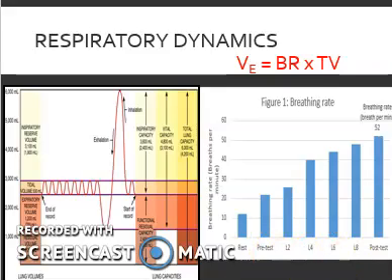At rest, minute ventilation is around 6 litres per minute. However, when we exercise, this can increase to around 90 litres per minute. This is the same for tidal volume, as at rest it is 0.5 litres, but when you exercise that can increase to around 3 to 4 litres. Breathing rate also goes through the same changes as ventilation and tidal volume. At rest, breathing rate is around 12 breaths per minute, but when you exercise that increases to around 30 to 40 breaths per minute.